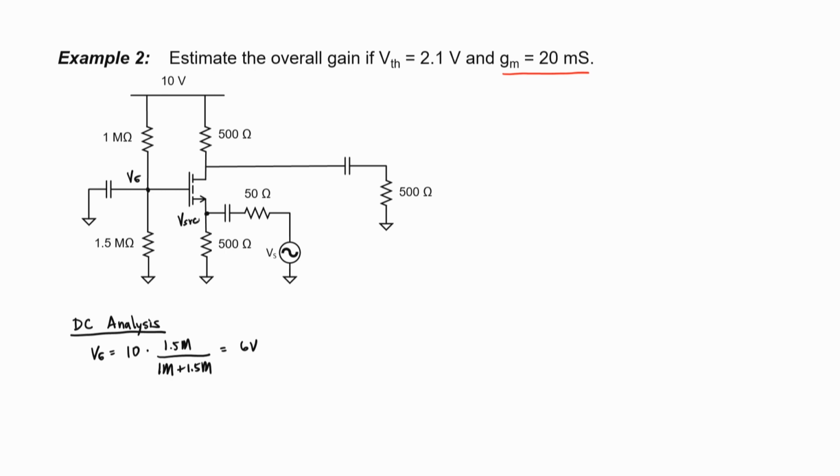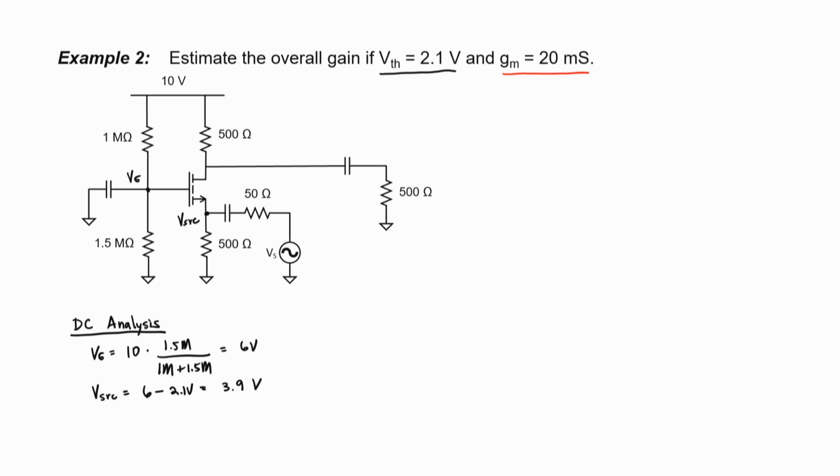Let's now find our source voltage, and it's going to be somewhat lower than our gate voltage. We can see that the threshold here is 2.1 volts, and this gives us a reasonably good estimation of the actual source voltage.